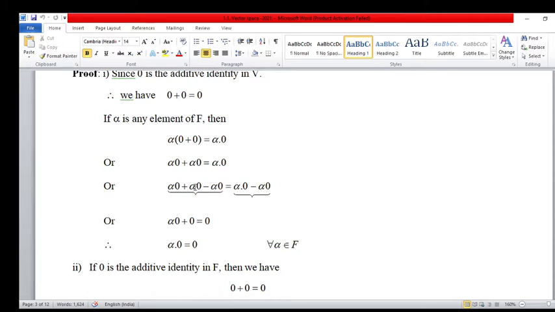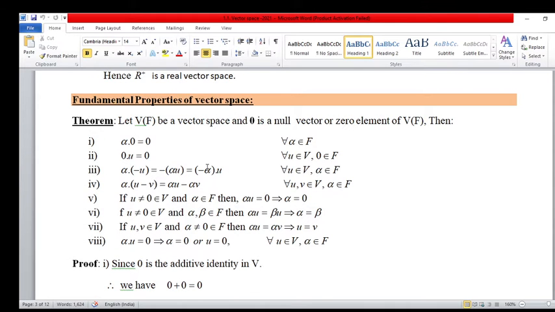Alpha 0 minus alpha 0 cancel. Here alpha 0 minus alpha 0 are cancelled, meaning this is equal to 0, and this implies alpha 0 is equal to 0. Alpha is the scalar. This is the first condition. The easiest condition, easy and most important.